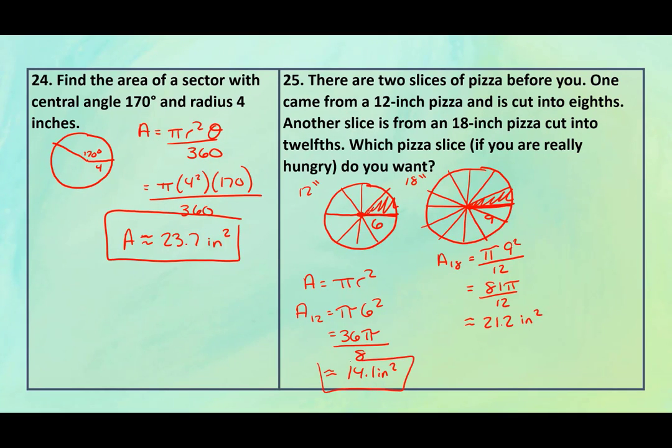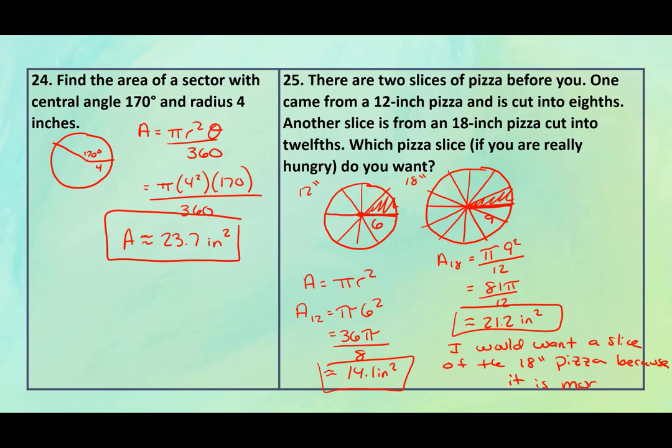Now, you have 2 answers here, but have you truly answered the question? No, because the question is asking which pizza slice do you want. Well, now you can back up your answer with math. So you can say something like, I would want a slice of the 18-inch pizza because it is more.